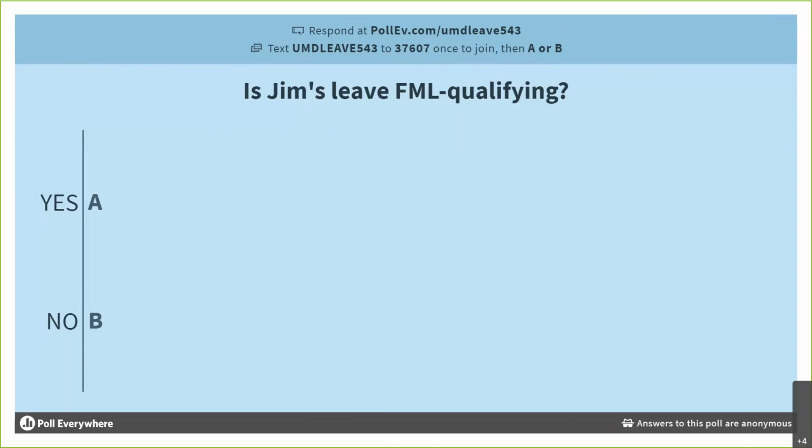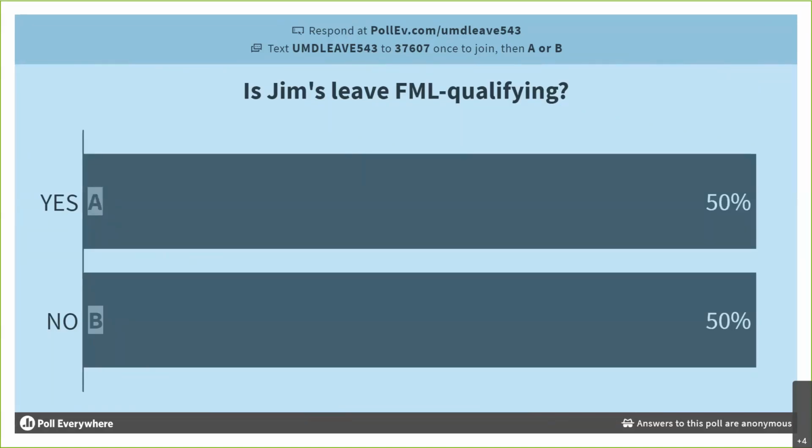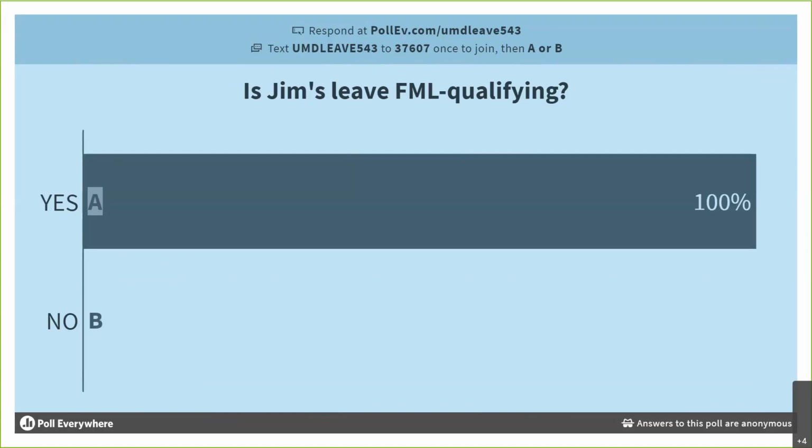You got it. Case study number 2 is talking about Jim. Jim is a full-time exempt regular employee with 4 years of service at UMD. He's worked more than 1040 hours in the last 12 months, but Jim took 2 weeks of leave to care for his wife after the birth of his daughter. Jim returned to work, but 10 weeks later, he took 4 additional weeks of leave to care for or bond with his daughter. Is Jim's leave FML qualifying? Yes, 100% is correct. Jim's leave is FML qualifying.